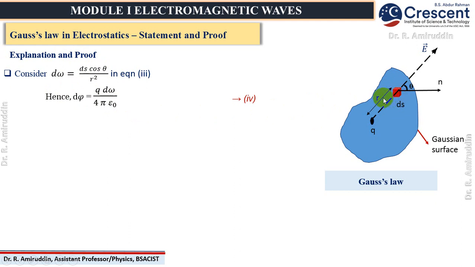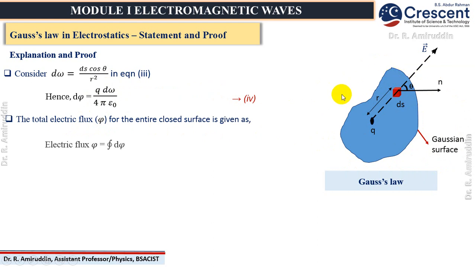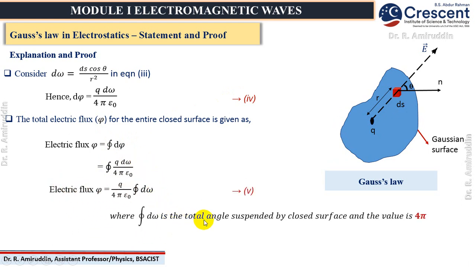Now we need to find out the electric flux for the entire Gaussian surface. For which we simply need to integrate equation number 4 that we have obtained. So the total electric flux phi for the entire closed surface is given as phi is equal to the integration of equation number 4, that is d phi. So integration of q d omega by 4 pi epsilon naught. In this, d omega is actually the total angle subtended by the closed area, and this value will be defined as 4 pi.